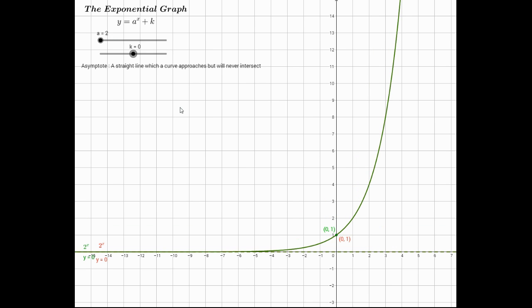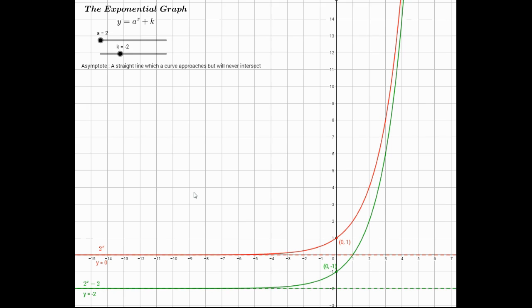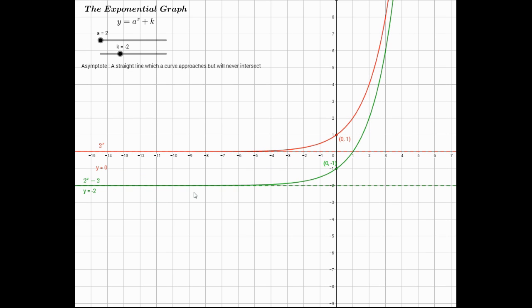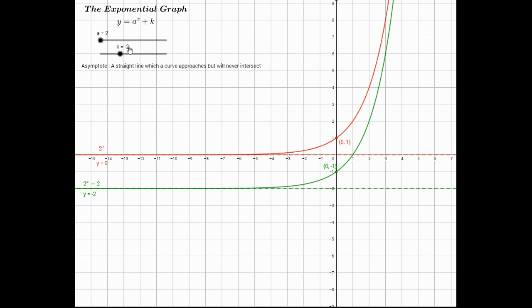Now let's see what happens when we move it into the negative region. So the constant, instead of plus k, it'll be minus. So take a look there. I'll move it out of the way. I'll just move it down just a little bit so you can see. So when k is negative 2, so 2 to the power of x minus 2, the asymptote is minus 2, but the y-intercept is negative 1. It still follows that pattern that the y-intercept is always 1 greater than the asymptote.